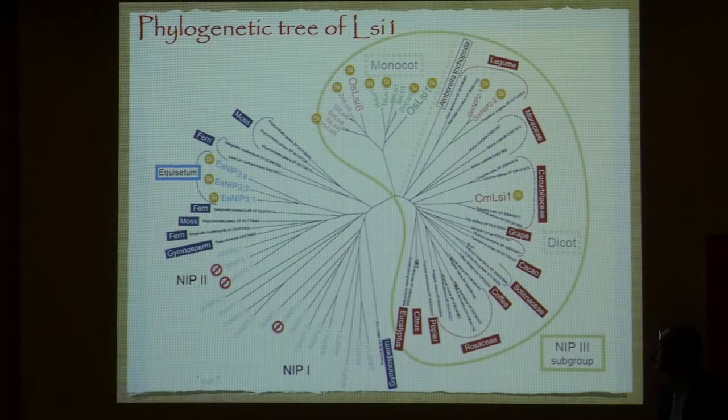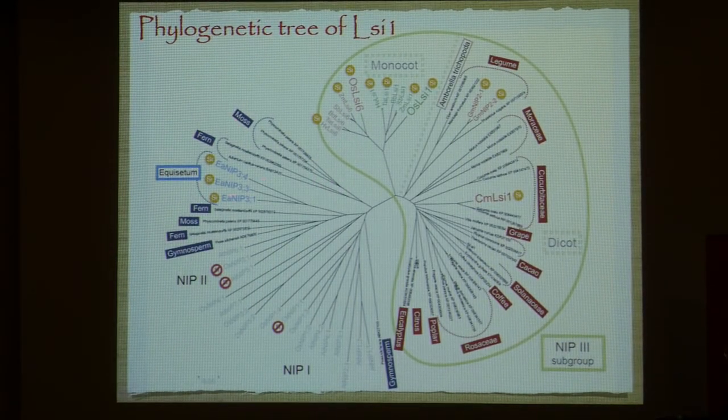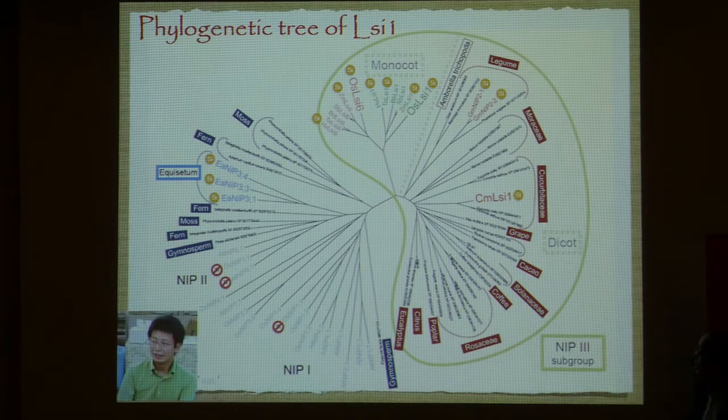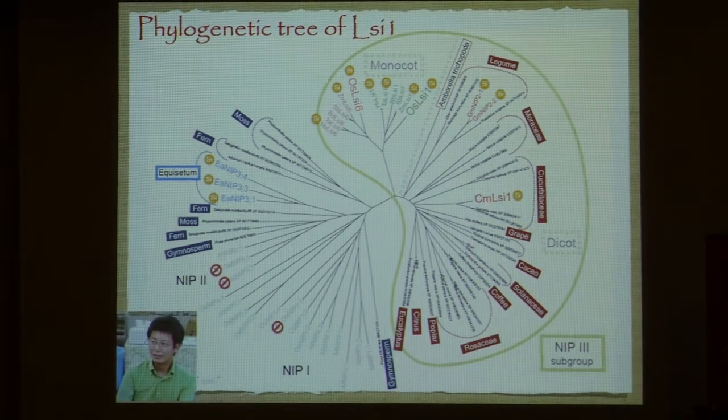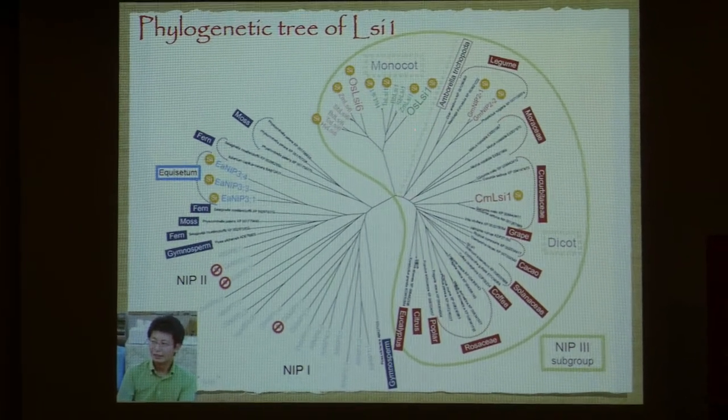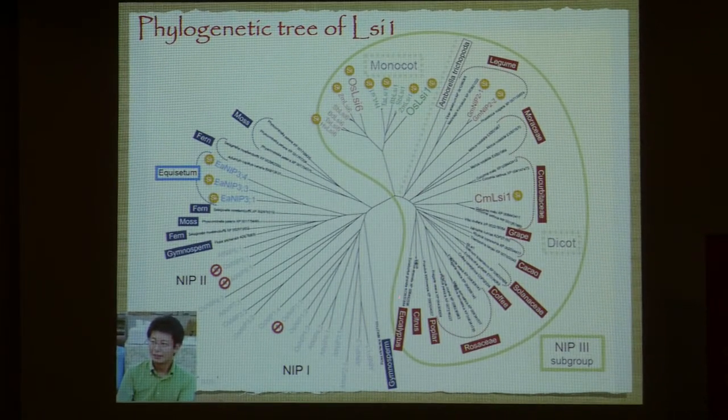So this is the latest version of the phylogenetic tree of Lsi1, prepared by my colleague, Dr. Naoki Yamaji. As you can see here, in higher plants, the Lsi1 homologs can be divided into two different groups. One belongs to the monocots, and the other belongs to the dicots.